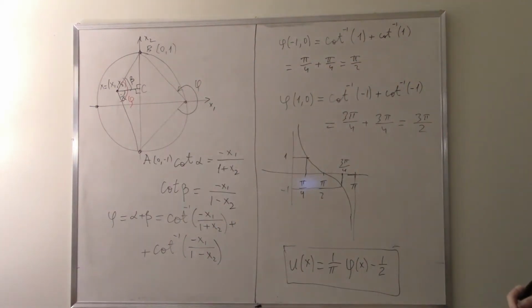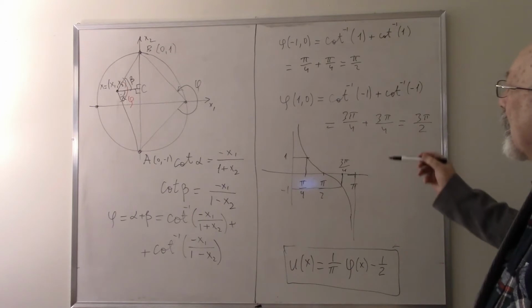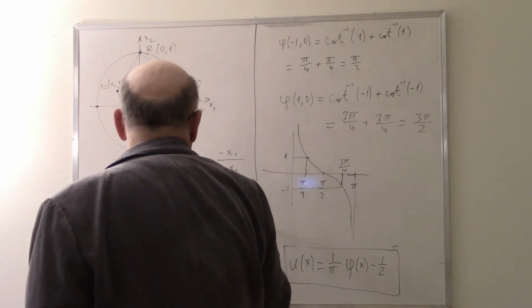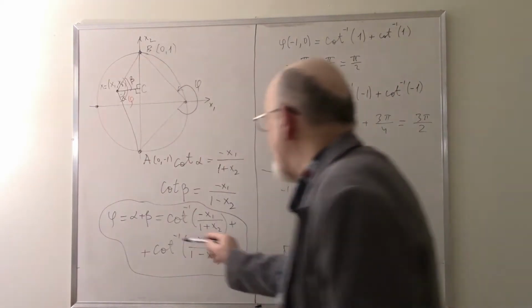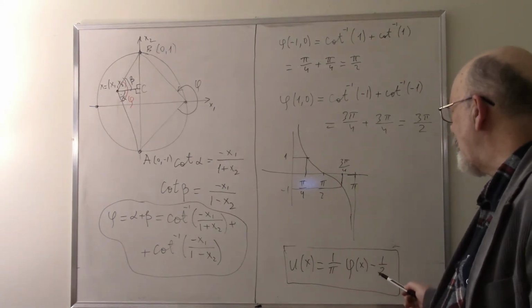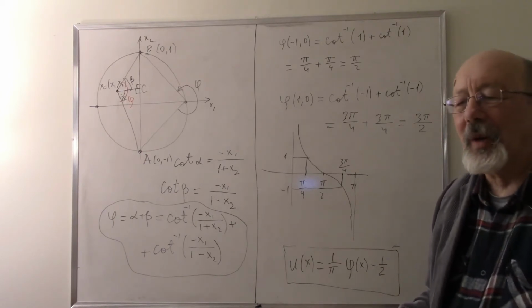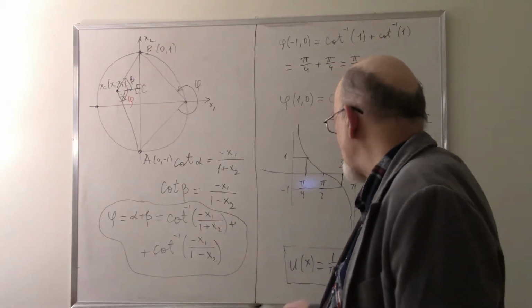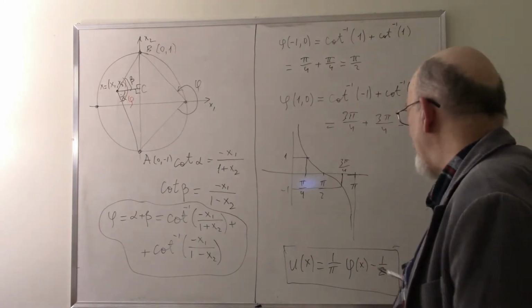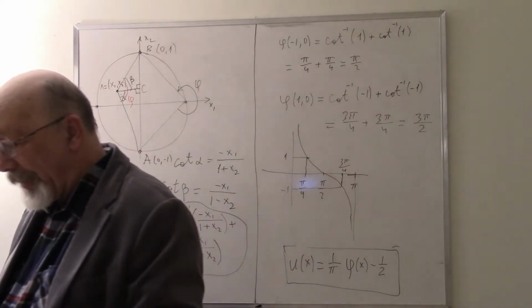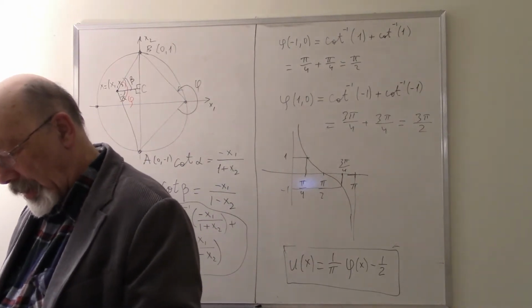Yeah. So the check shows that the answer is correct. So our answer is this. We have this ancillary function phi, and then u is this linear combination of phi and 1. That's it. Or you can just write this function, arccotangent times 1 over pi minus 1/2. You can write it as well. Very good. Let's consider another problem.